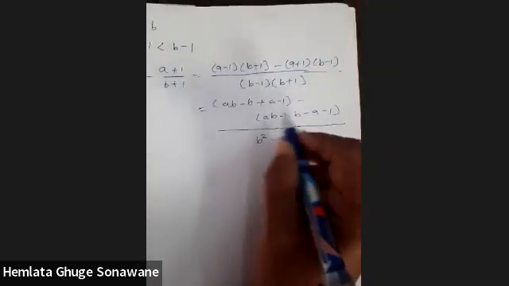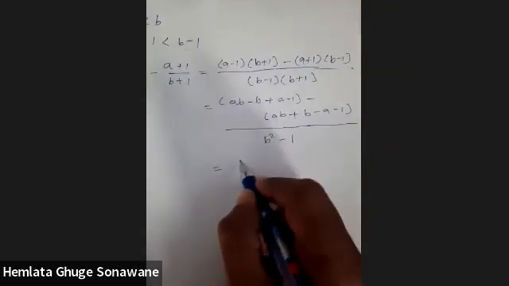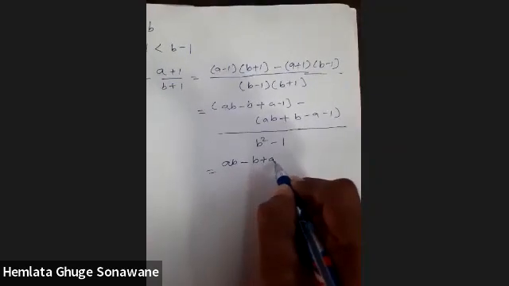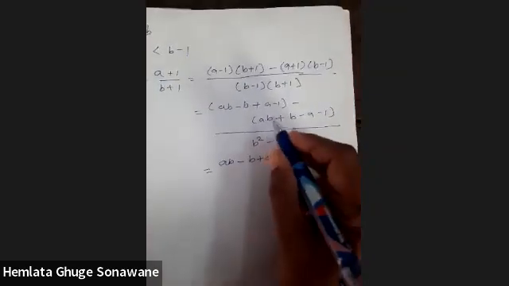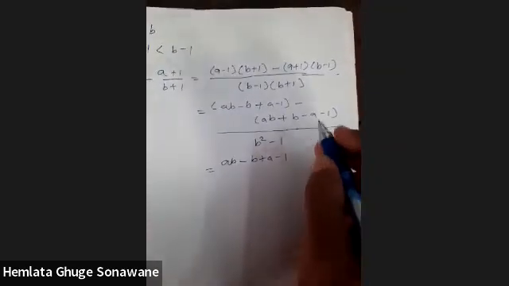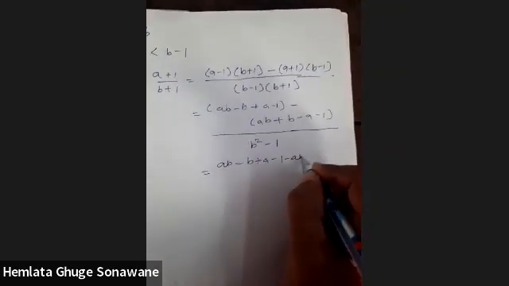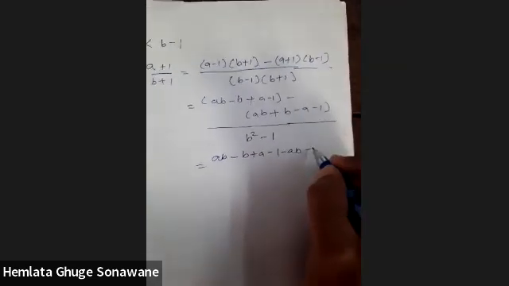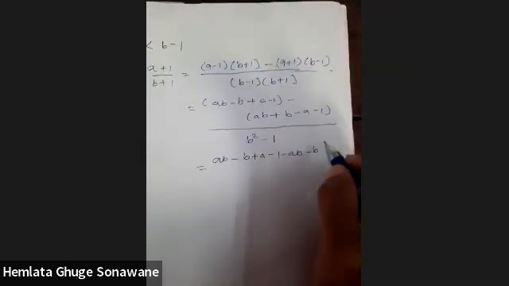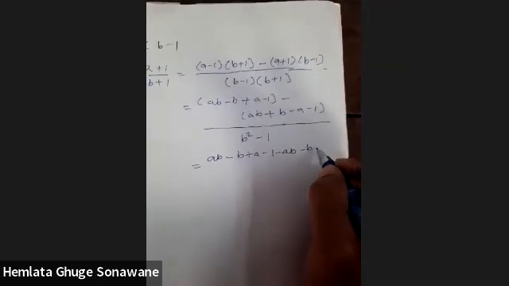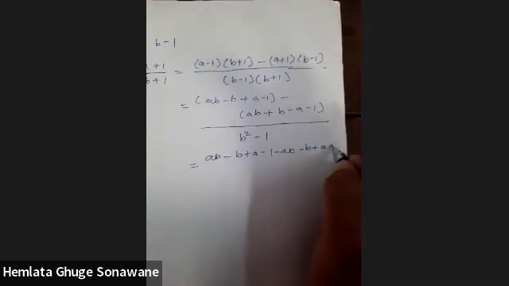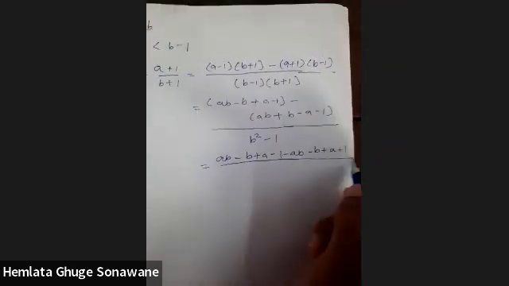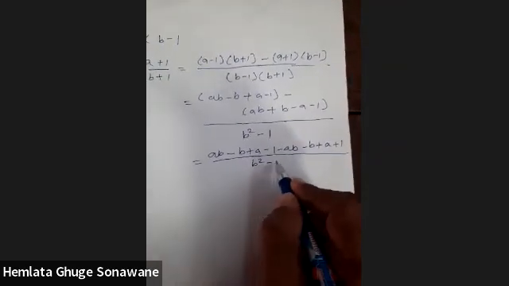Okay, now we'll remove these brackets. We'll simplify this. AB minus B plus A minus 1. Now we remove this bracket: minus AB, minus this plus B becomes minus B, minus A becomes plus, plus A, plus this one also becomes plus, upon B square minus 1.